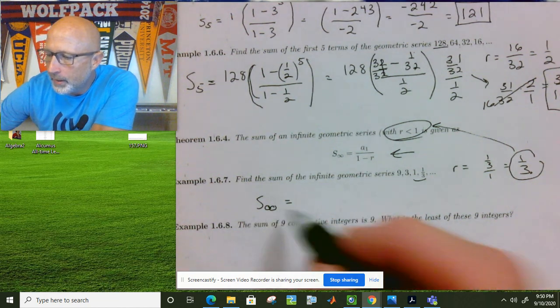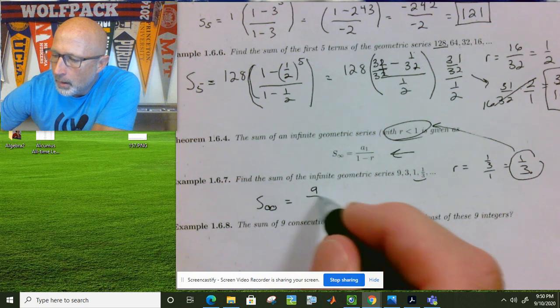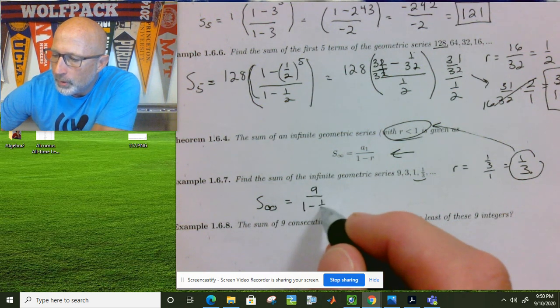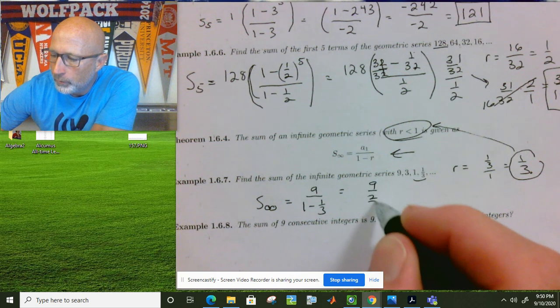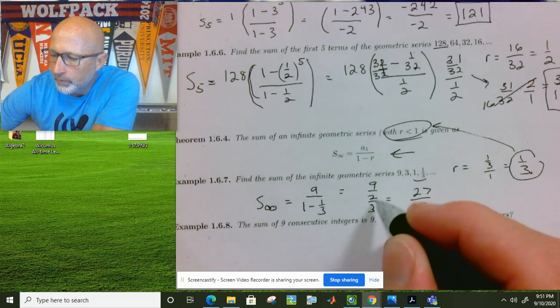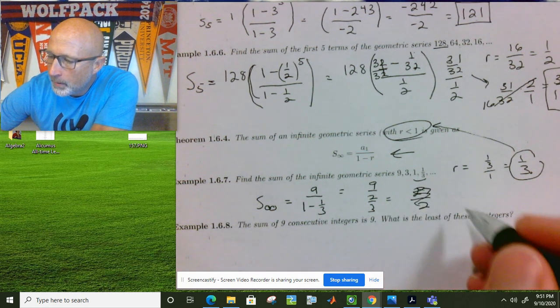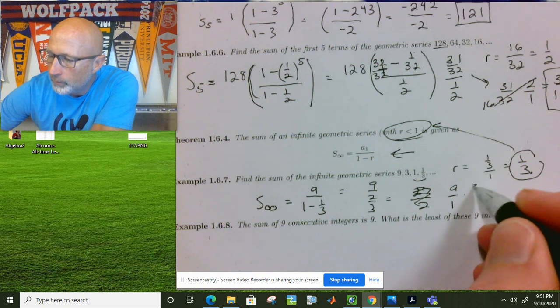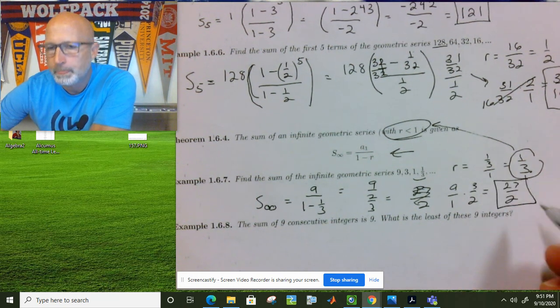Okay, so the sum of the infinite geometric series is equal to a1. a1 is 9, all over 1 minus the common ratio. So this is 9 all over 2/3, which turns out to be 27/2. Flipping and multiplying the 2/3, let me actually do that out. So I have 9 over 1 times 3 all over 2 gives you 27/2.